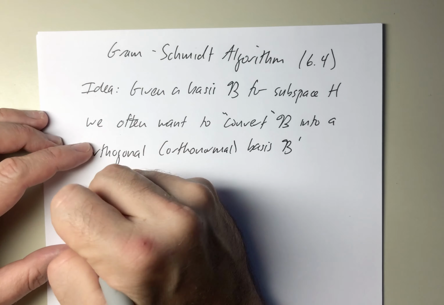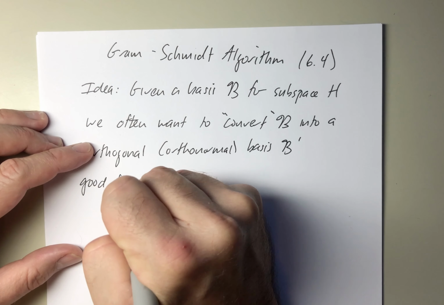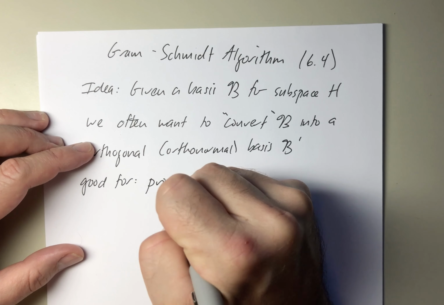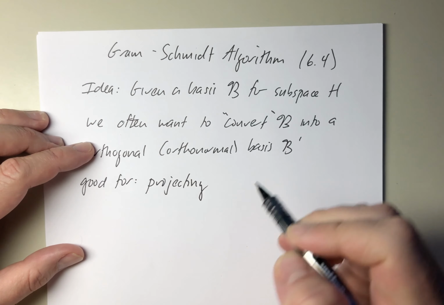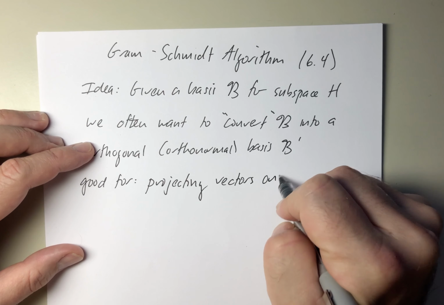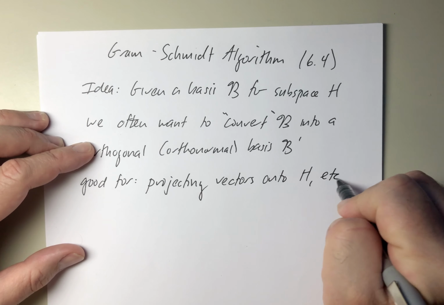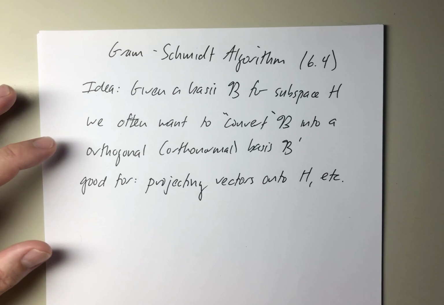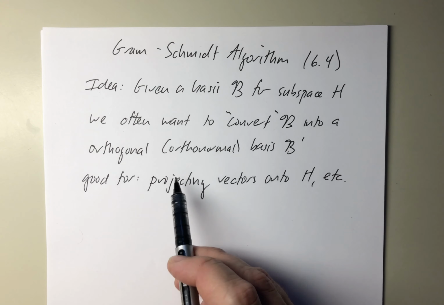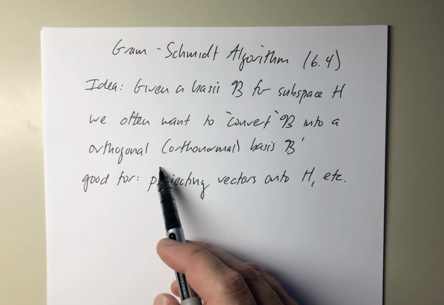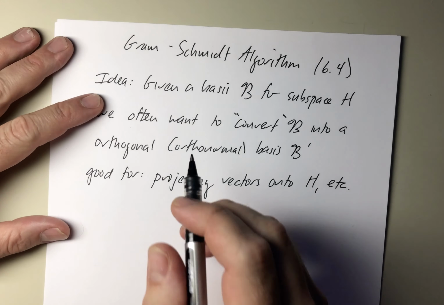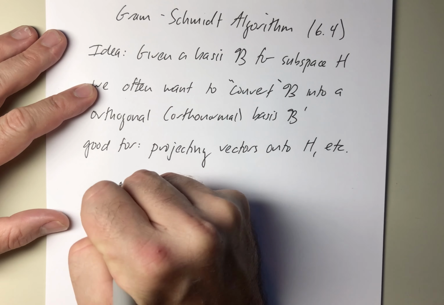And why would we want to do this? Well, we saw last time, our main application will be that if we have an orthogonal basis for a subspace, we know how to project vectors onto H. There are other reasons to do this, but that's our main application. And we saw last time that if you have an orthogonal basis for a subspace, there's a nice formula that tells you how to project a vector onto that subspace. So let me do this with an example.